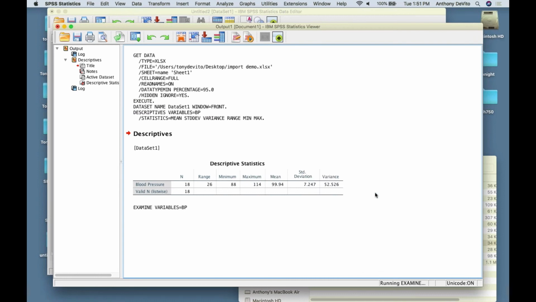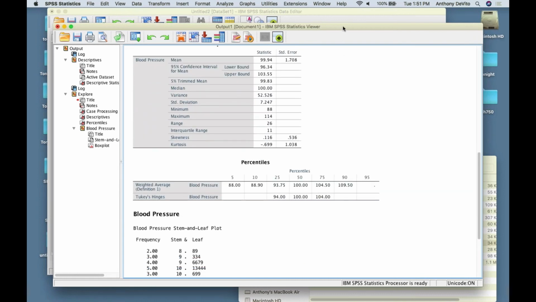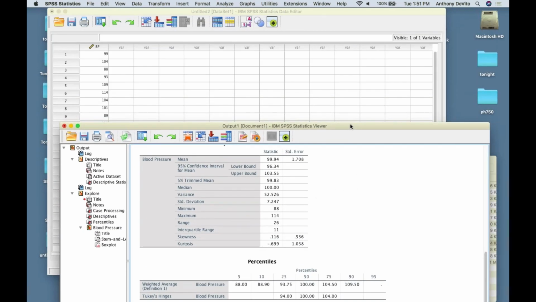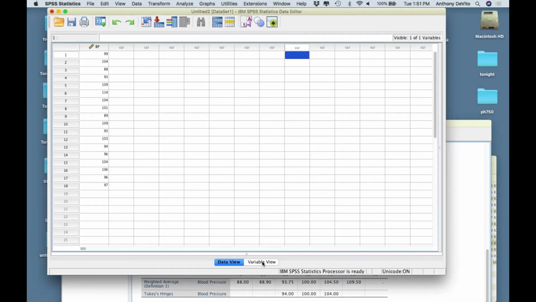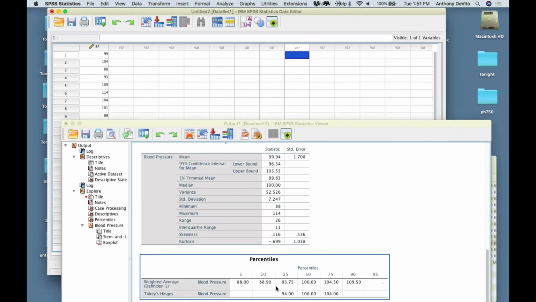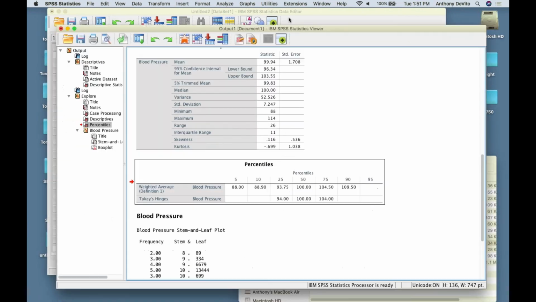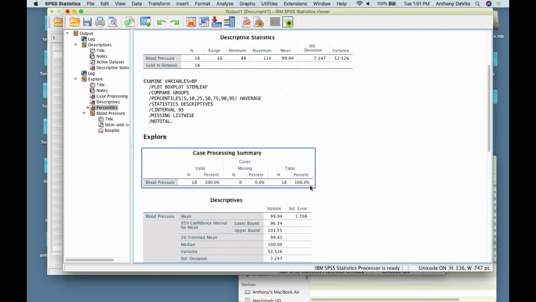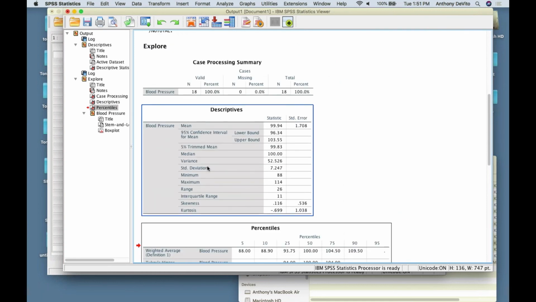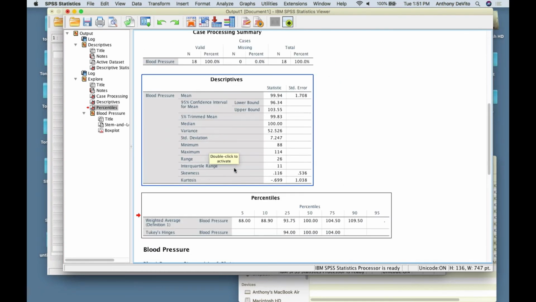And now my output window is going to come up again. Remember, you've got two separate windows for SPSS open now. You have a data window, which has two views, variable and data, and you have an output window where all of your results are going. So here's our output window, and now we have more data than we had before. We have mean, median, variance, minimum, maximum, range, interquartile range.